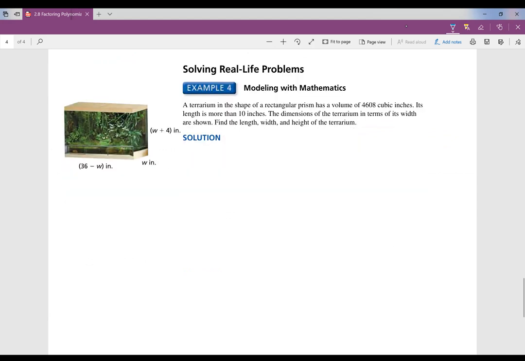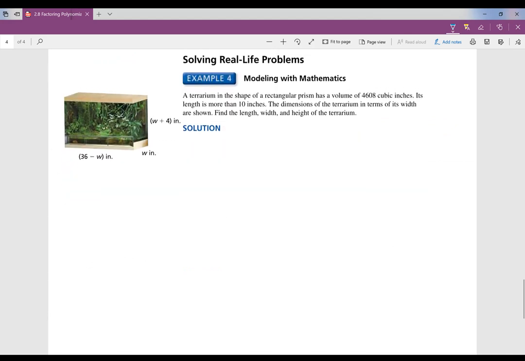Okay, let's look at example number 4. So for example 4, we have a terrarium in the shape of a rectangular prism with a volume of 4,608 cubic inches. Its length is more than 10 inches. The dimensions of the terrarium in terms of its width are shown. So we have our width right here is W. That means our length is going to be 36 minus W, and our height is W plus 4. We want to find the length, width, and height of the terrarium. So that means we want to figure out the actual values of all our dimensions.